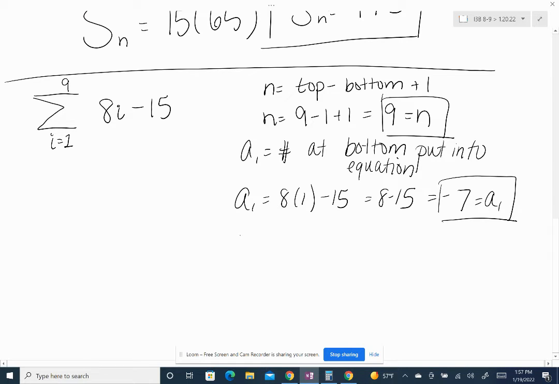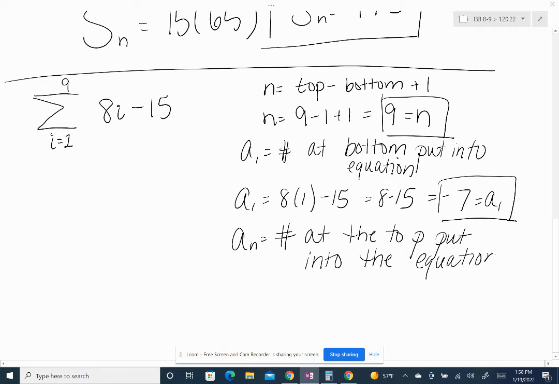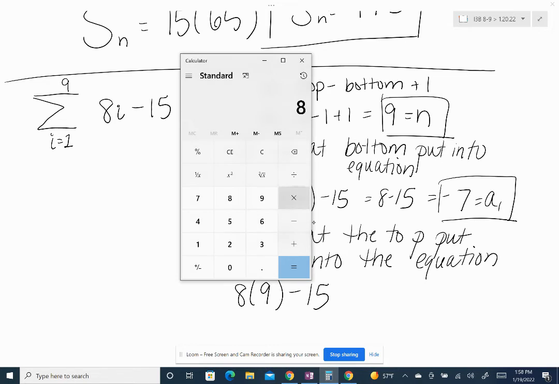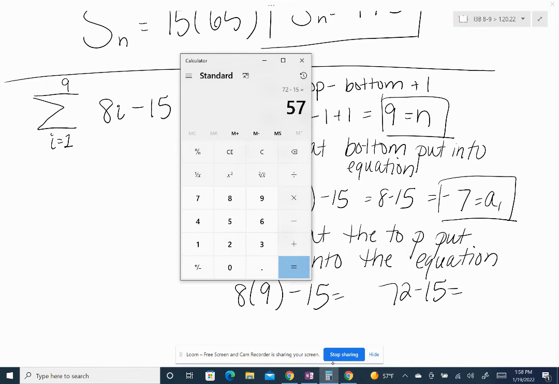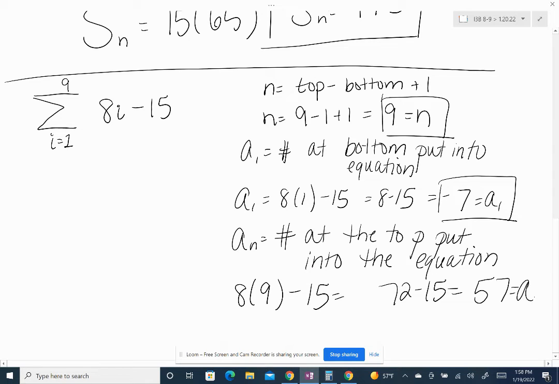Okay. And then now our AN is going to be the number at the top put into the equation. Okay, so our number at the top is a 9. So I'm going to put 9 back into that equation. So 8 times 9 minus 15. 8 times 9 is 72. Minus 15. 57 is equal to A of n.